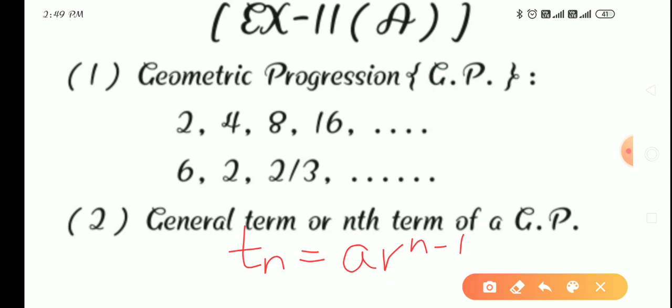Suppose a GP is given, and for this GP you have to find the 27th term. If you take it like this, 2, 4, 8, 16, 32, 64, 128, 256, 512, 1024, it will take too much time to reach the 27th term. So to find the 27th term easily, you need this nth term formula.